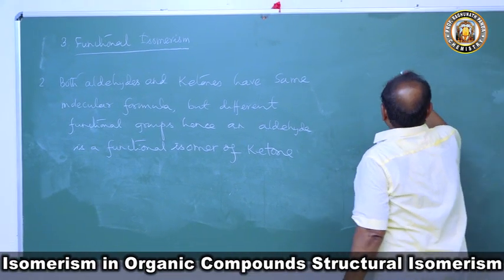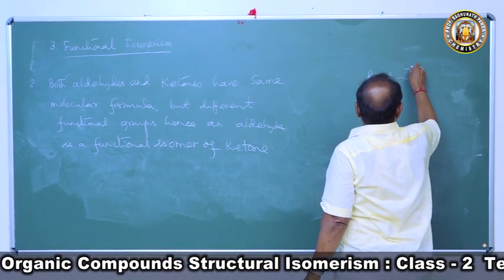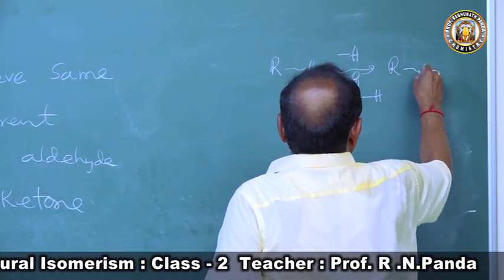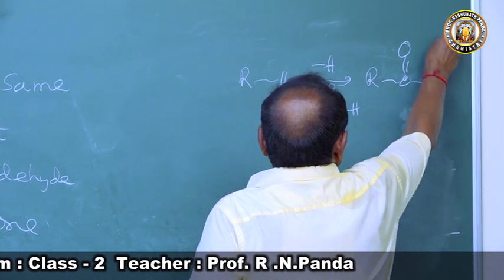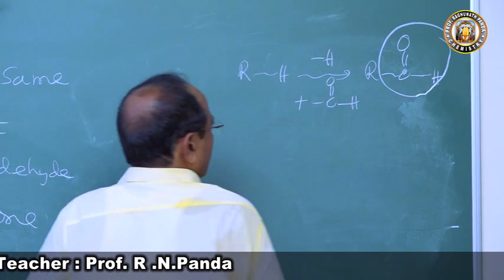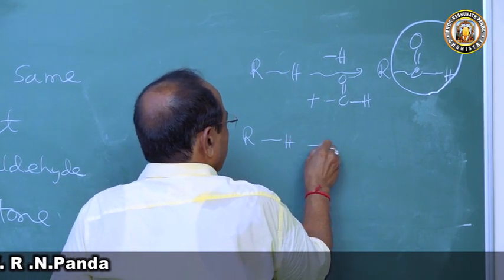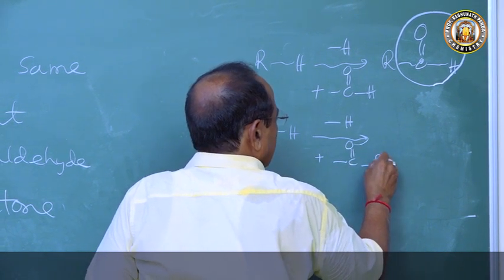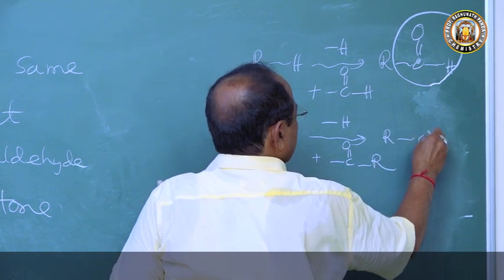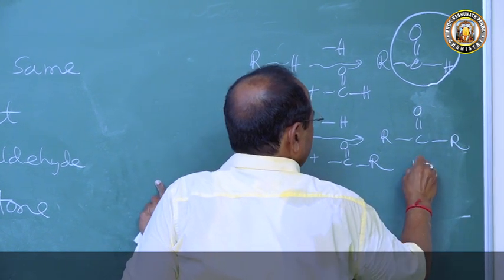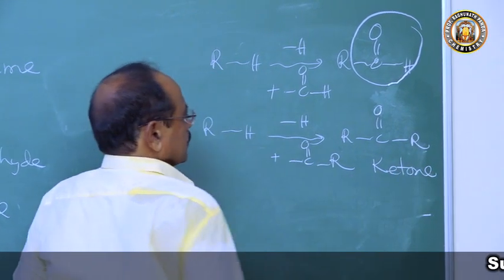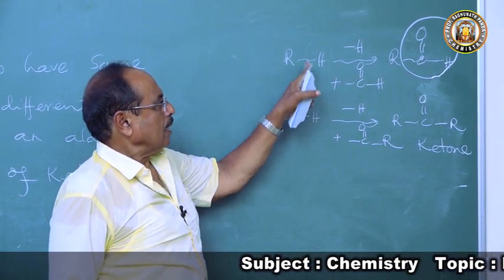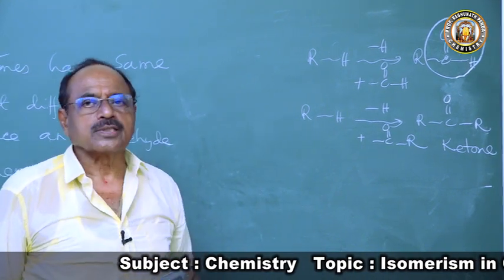What is an aldehyde? RH is the alkane. If you remove H and put the functional group COH, this becomes an aldehyde, RCOH. So the COH group is the functional group in the case of aldehyde. Now if from RH you remove H and put COR, you get RCOR, and it is called ketone. So RCHO is aldehyde and RCOR is ketone.